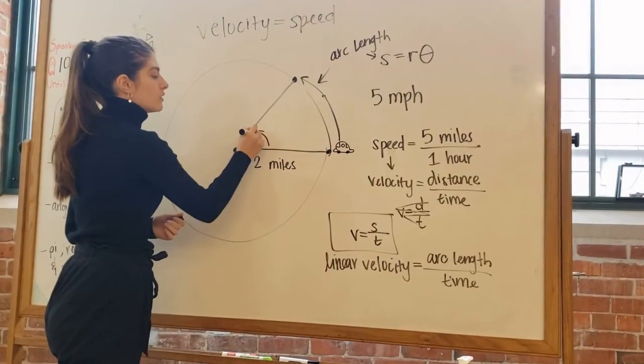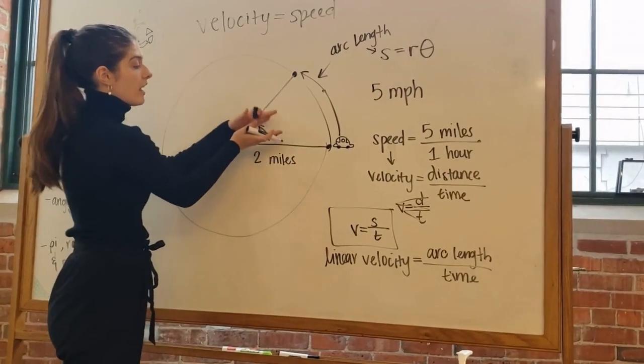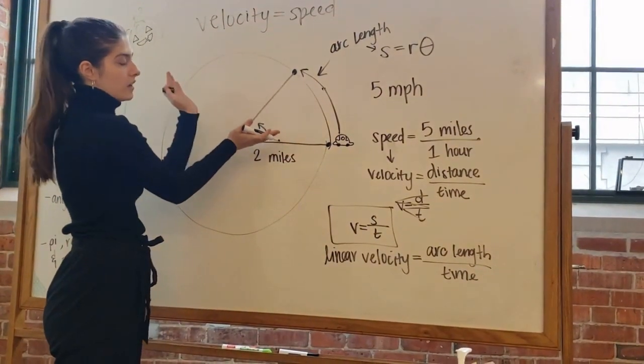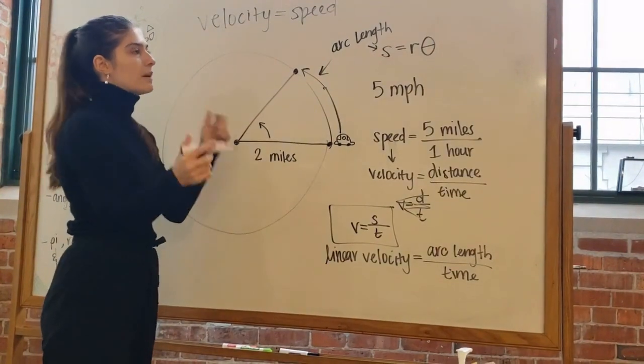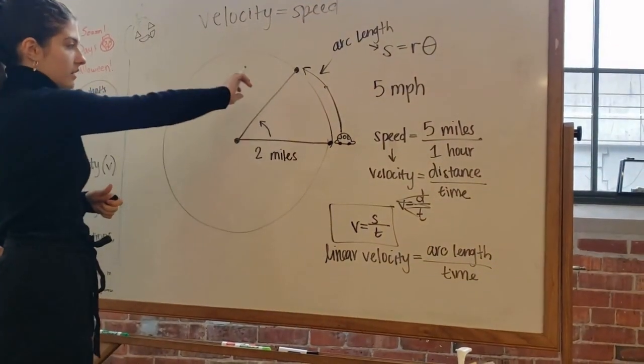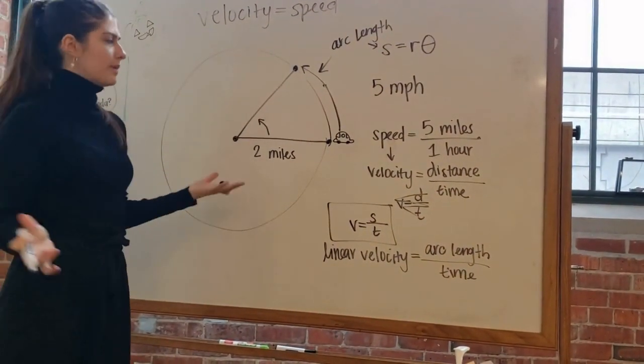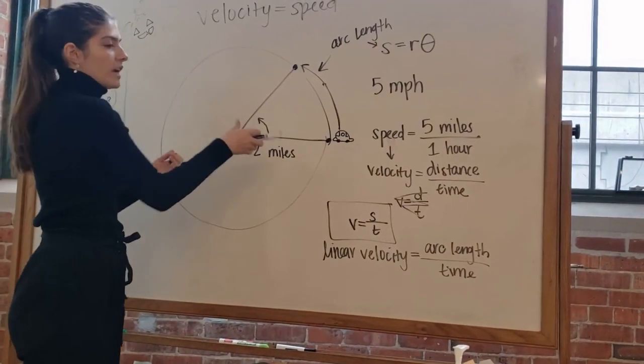The degrees, or the radians, or the angle, we're changing the angle that we're rotating at. So instead of measuring the distance on the outside, what would be the speed that we're moving in?